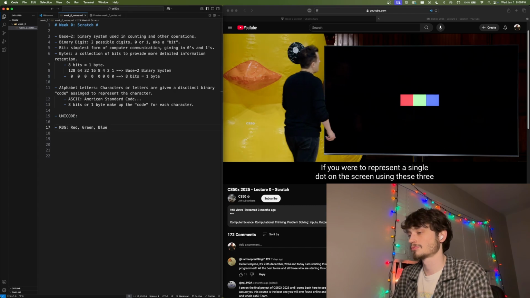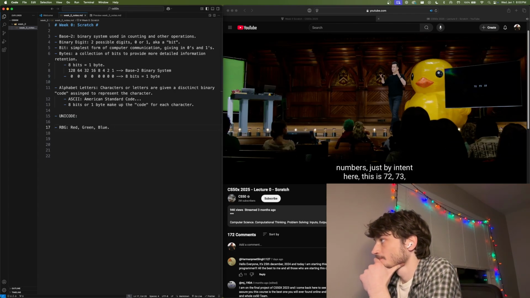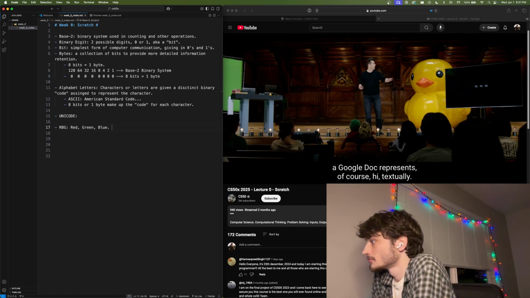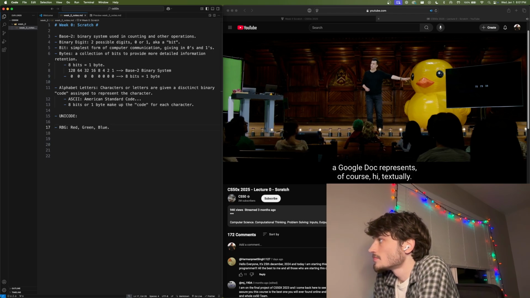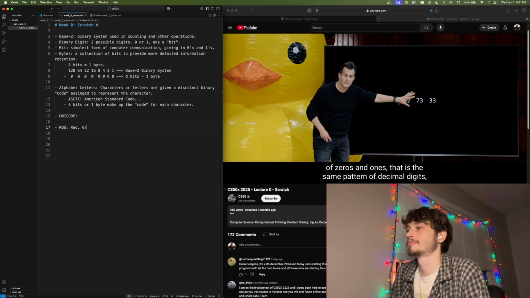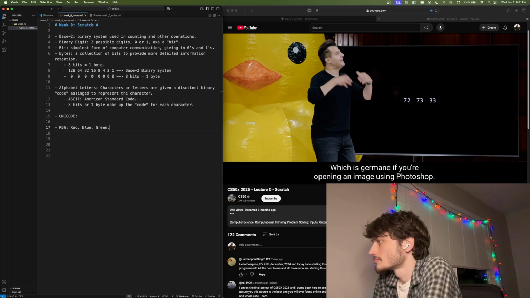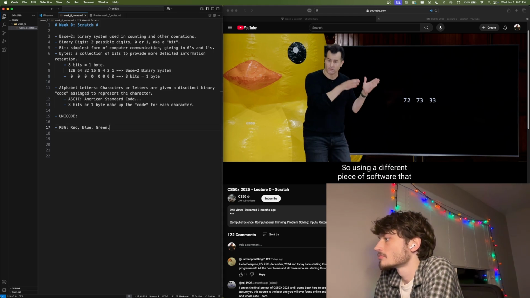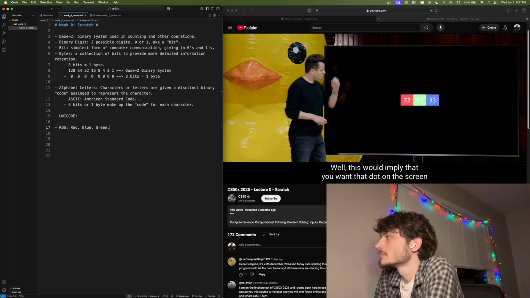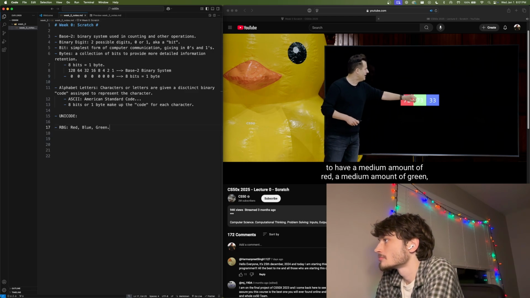And they do this. If you were to represent a single dot on the screen using these 3 numbers, just by intent here, this is 72, 73, 33, which in the context of a text message, an email, a Google Doc, represents, of course, "HI!" textually. What if a computer uses that same pattern of zeros and ones, that is, the same pattern of decimal digits, to represent the color on a screen, which is germane if you're opening an image using Photoshop, so using a different piece of software that knows about colors and images and not just text? Well, this would imply that you want that dot on the screen to have like a medium amount of red, a medium amount of green, and a little bit of blue.